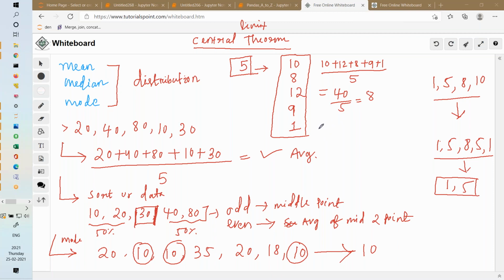What is the median? Median is 1, 8, 9, 10, 12. So 9 is the median, 8 is the mean, right? So in this case there is not much difference. You can use mean or median. Now I will do a slight change.